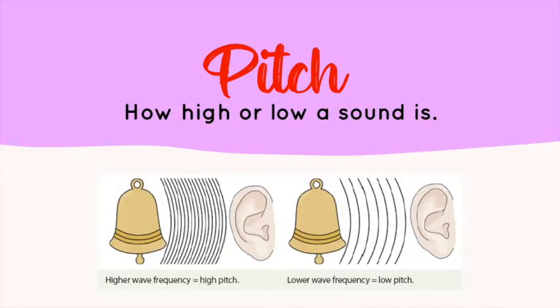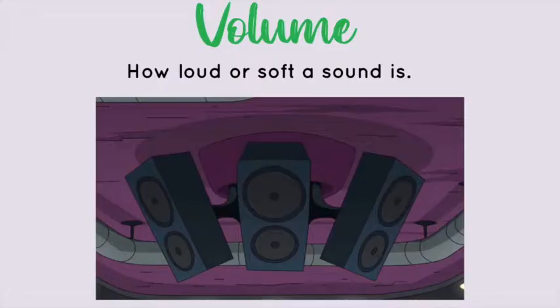Inside of sound, we find two principal characteristics. The pitch is how high or low a sound is, and how many vibrations the object produces. And we also have volume, which is how loud or soft a sound is. This will depend on the object and how much force we apply to make it vibrate.